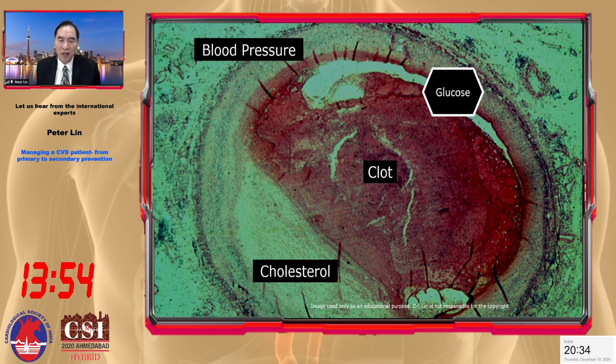SGLT2 inhibitors, we now know, have some benefits that are measurable in a short amount of time, 3 to 5 years. And the same thing with GLP-1 agonists also have measurable benefits in cardiovascular and renal in terms of a small duration of time of 3 to 5 years.